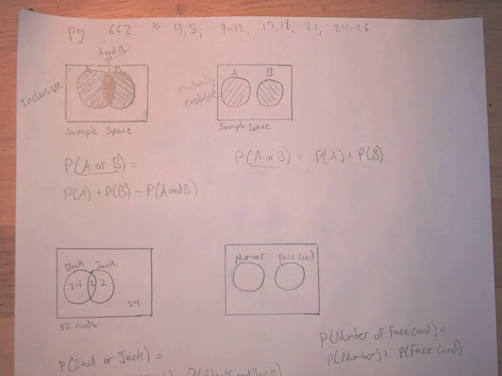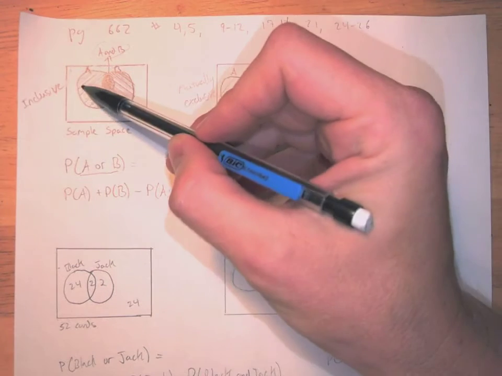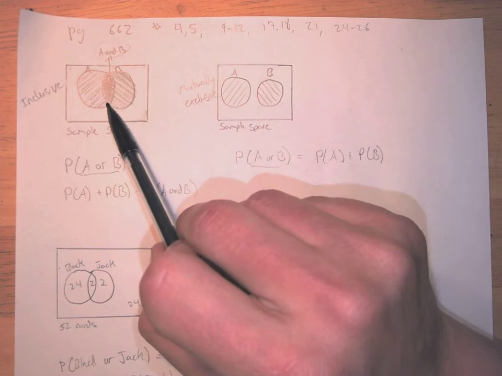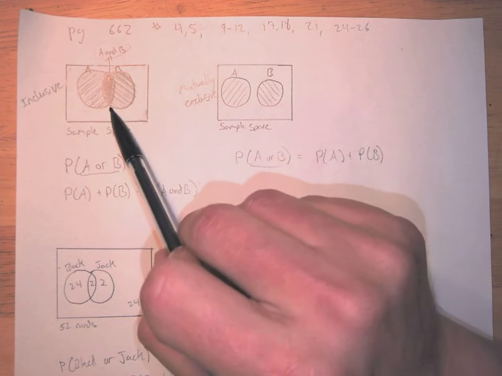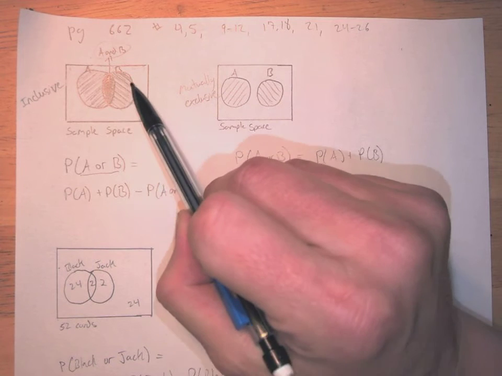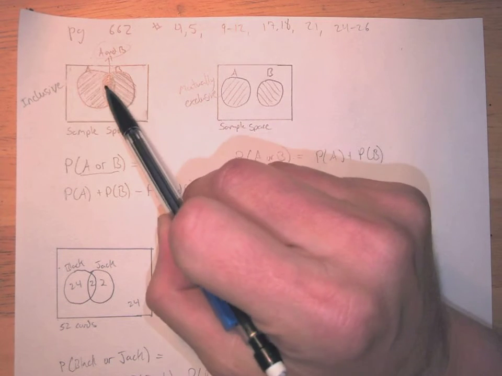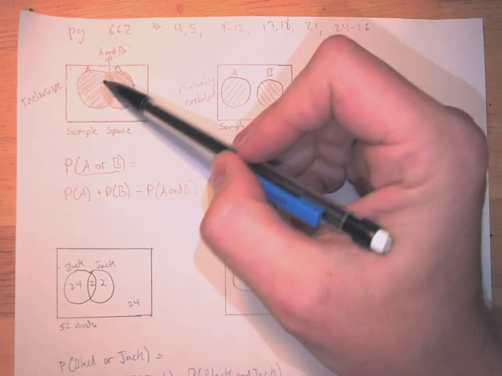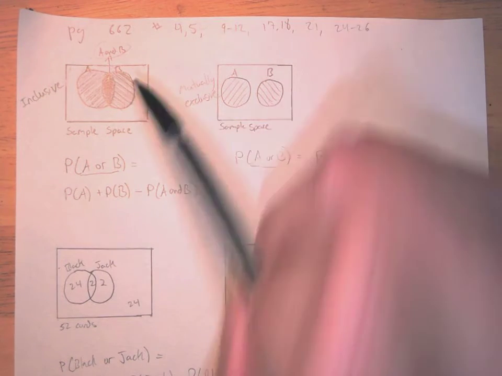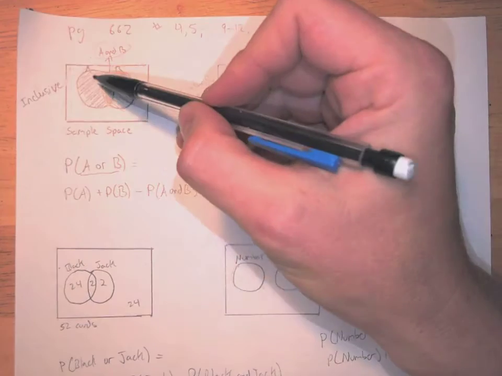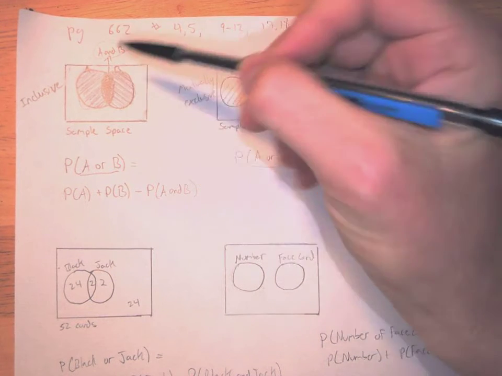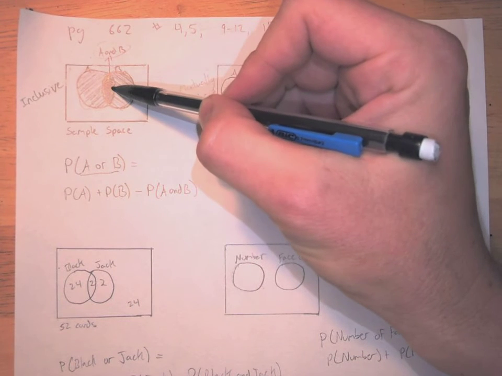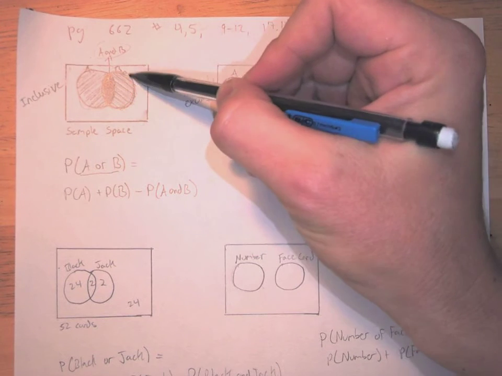Now, A or B represents anything that's shaded. All of the stuff where A happens but not B would be this moon shape. All the stuff where B happens but not A would be this other moon shape, and then the middle piece. So if we want all the possibilities where A or B happens, it's all of this shaded area. To represent that, A or B is all the area from A plus all the area from B. But notice that we just counted this middle piece twice, because this piece is a part of A and this piece is also a part of B.